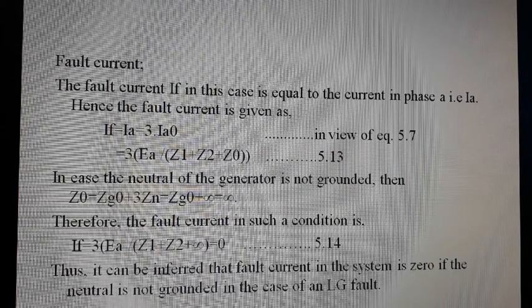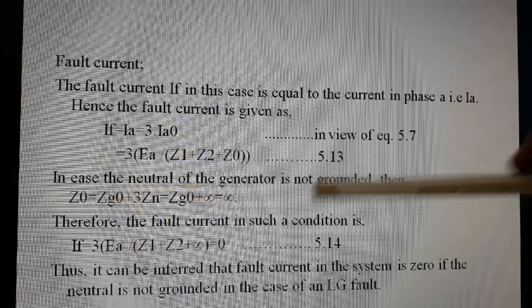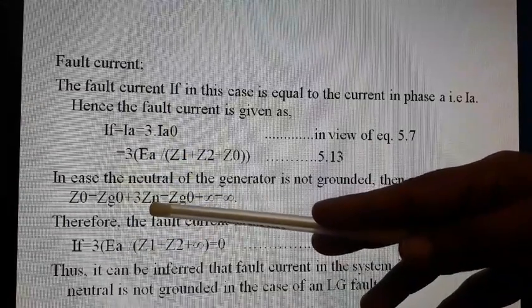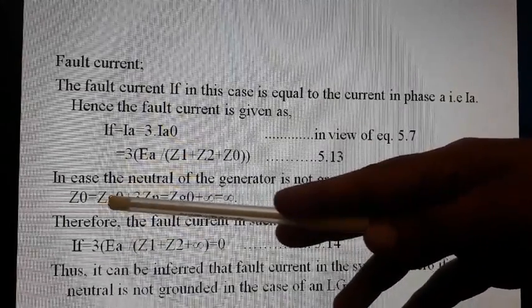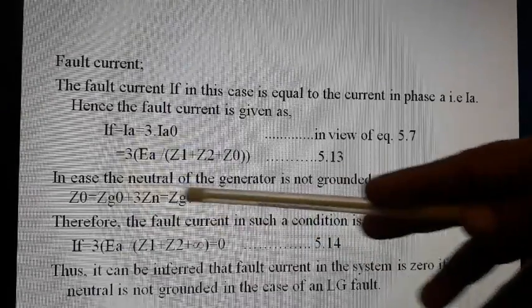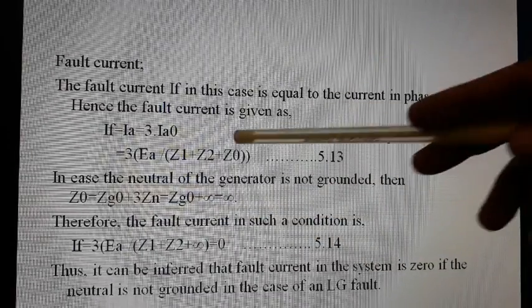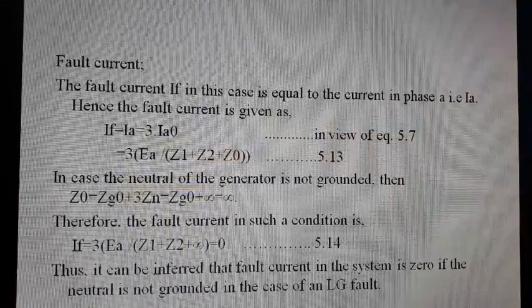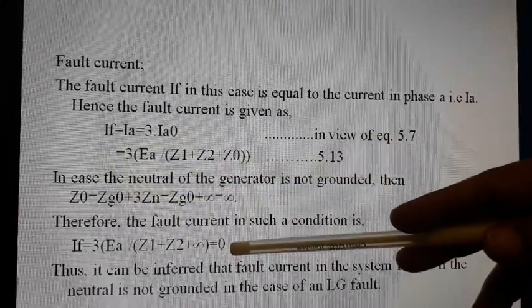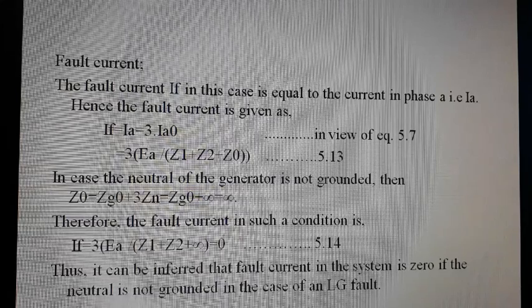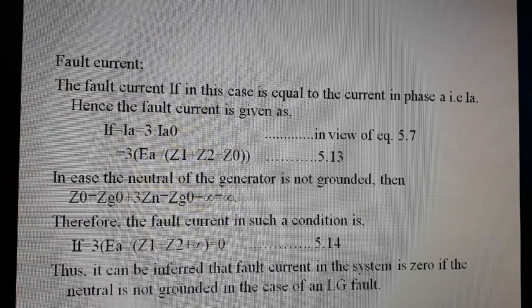Now, if the neutral of the generator is not grounded, what happens? Zn is equal to infinity. So the zero sequence impedance Z0 becomes infinity, since infinity plus Zg0 is infinity. Now, what happens when you substitute Z0 as infinity? It comes in the denominator, so the fault current IF becomes 0. Thus, it can be inferred that the fault current in the system is 0 if the neutral is not grounded in the case of a single line to ground fault. So you must remember that if the neutral is not grounded, the fault current in a single line to ground fault is equal to 0.